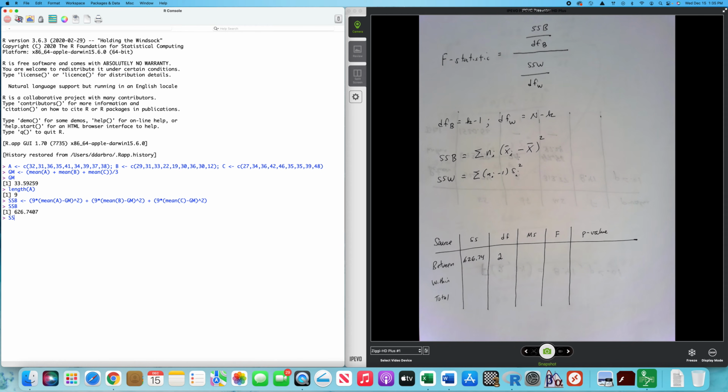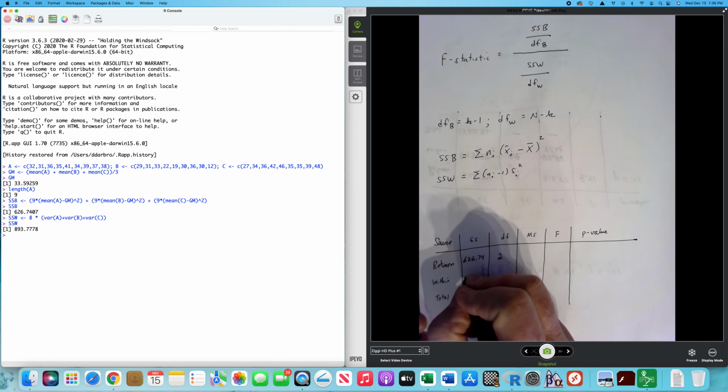Sum of squares within is going to be very easy to calculate. We're going to have n minus 1, so we'll have 8 times the variance for A, and so on. Actually, I should just do this. So sum of squares within is 893.78.